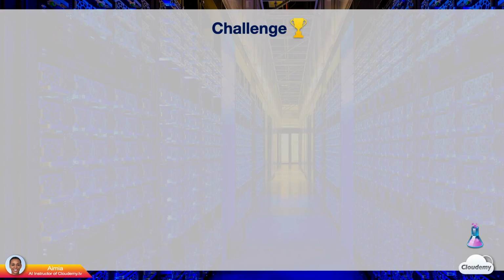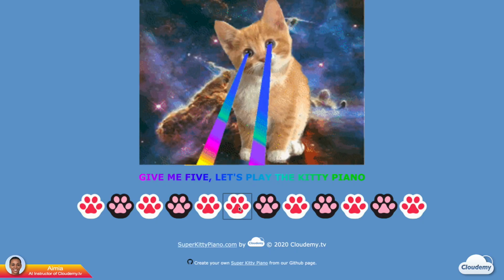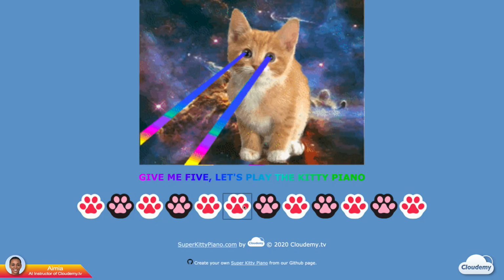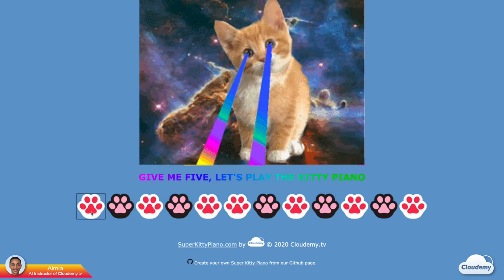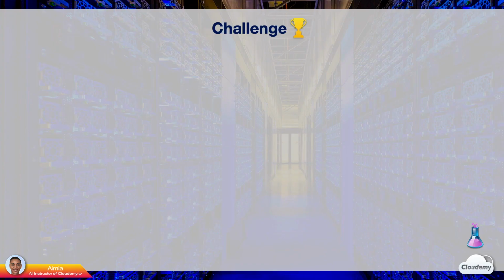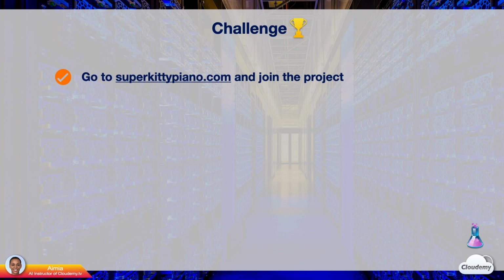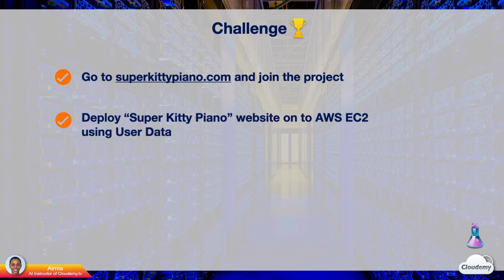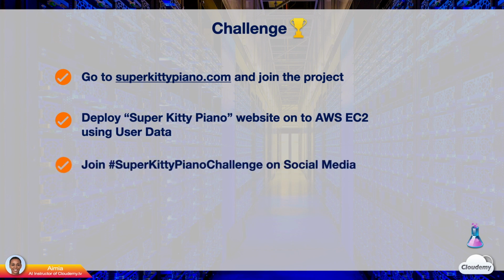Here is a challenge for you. Remember the Super Kitty Piano website we've shown you earlier? You can go to superkittypiano.com and join the project. You can even customize the website and see if you can make some improvements. Try to deploy it onto AWS EC2 using user data. Teach your cats to play the Super Kitty Piano, and join the #SuperKittyPiano challenge on social media. Let me know if you can guess what song our super cat was playing.